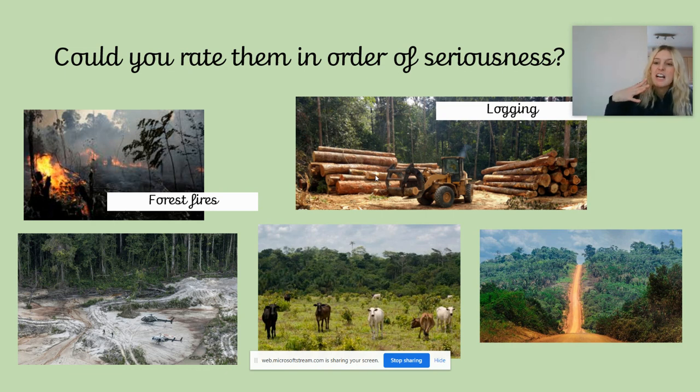So remember, trees take in so much of the carbon dioxide and they give us oxygen. By chopping them down, it then releases those gases back into the environment. Okay, down here we've got mining. So in the rainforest, it has an abundance of lots of different materials.